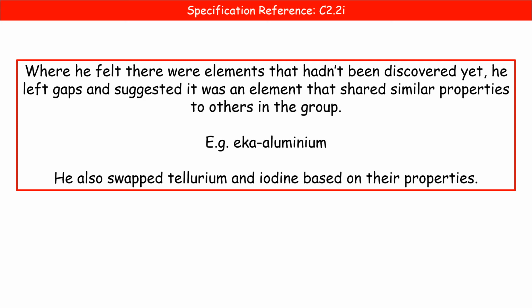The other thing he did was he actually swapped a couple of the elements around based on their properties. So even though their atomic mass would have put it so that they went in one particular order, he actually then swapped tellurium and iodine around based on their properties to put the iodine in group 7.